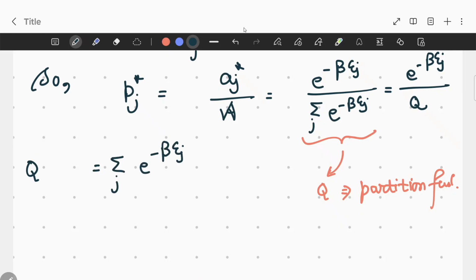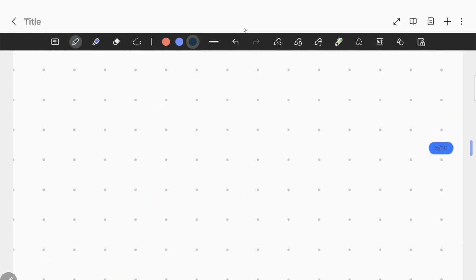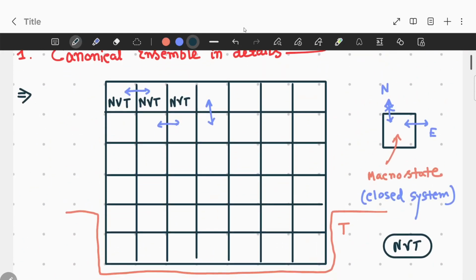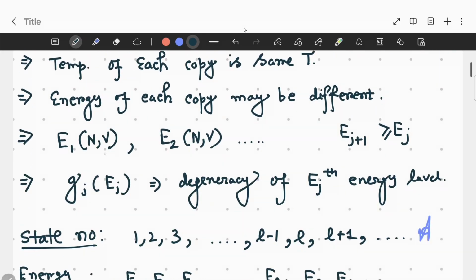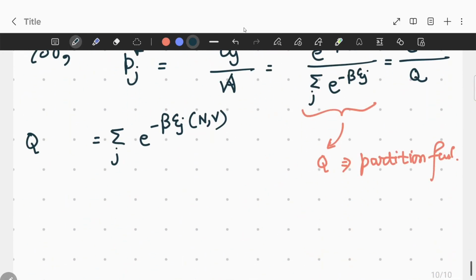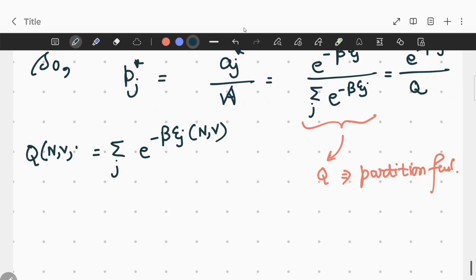And if you remember, ej was a function of N and V. Last time we discussed that, right? So ej is a function of N and V. So Q will be a function of N, V, and beta.